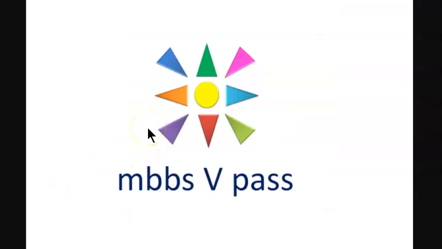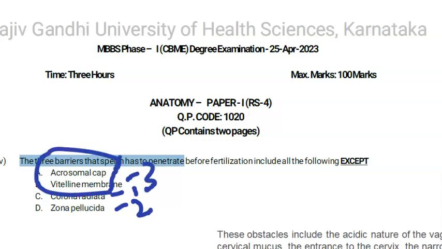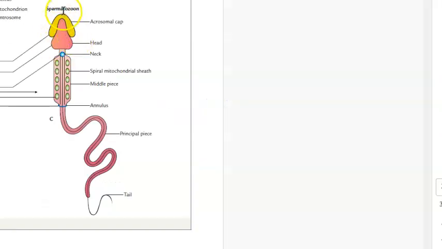In some exams, they will ask MCQs also, correct? So look at one of the MCQs. They've asked: the 3 barriers that the sperm has to penetrate before fertilization include all except. It will have to break the corona radiata first, then the zona pellucida, and then the vitelline membrane. The acrosomal cap it doesn't have to break. That is a part of the sperm itself. Losing it and releasing those enzymes is called capacitation. Here you have the acrosomal cap.